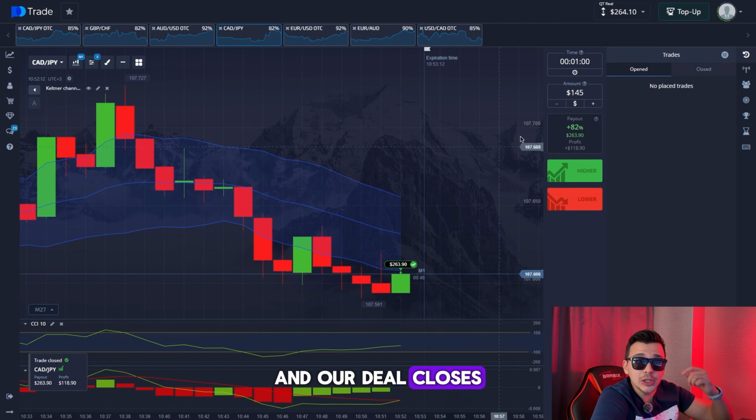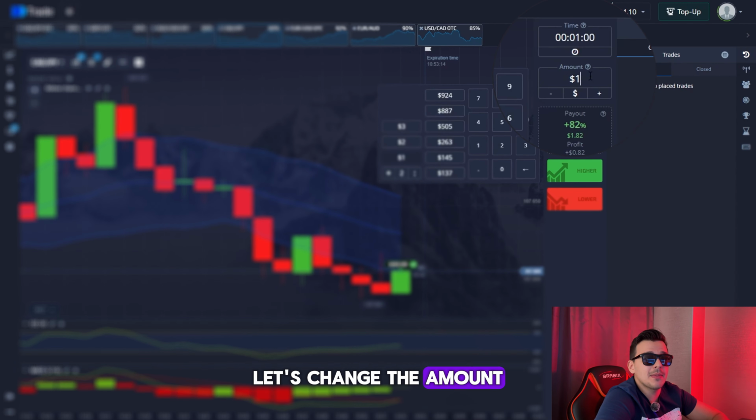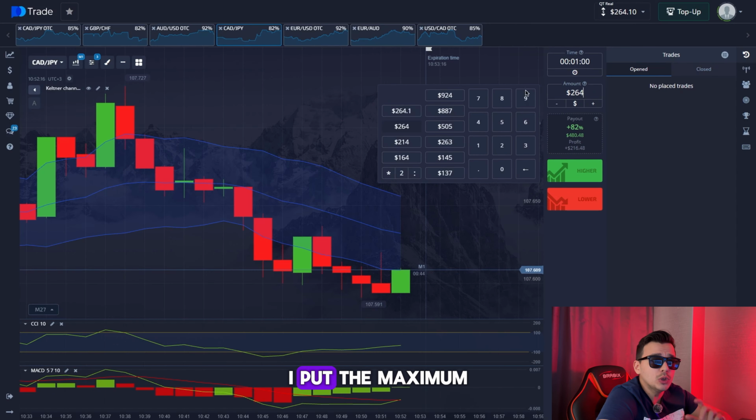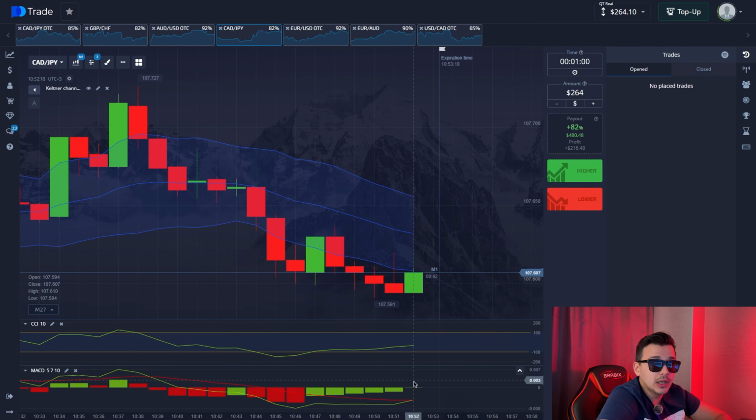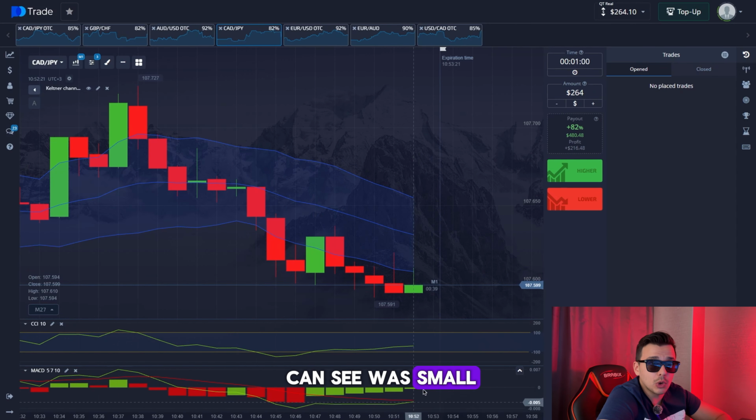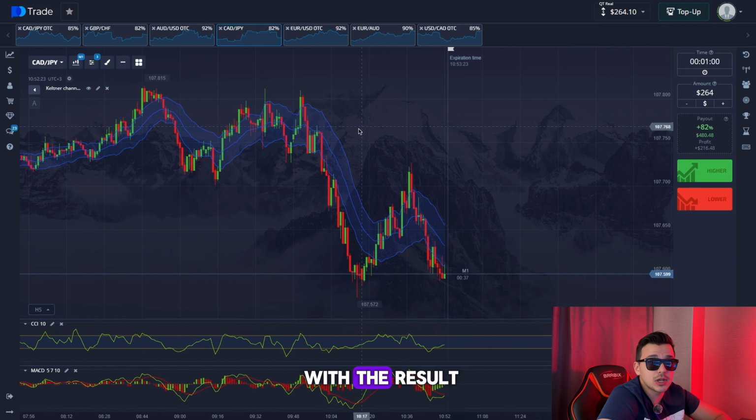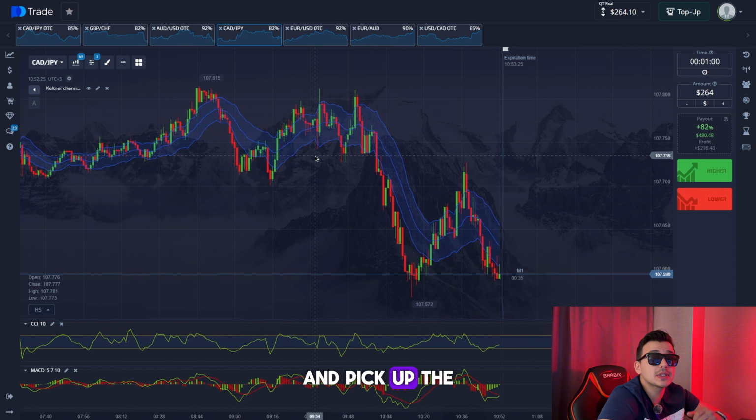And our deal closes in plus. Let's change the amount of the value of the deal. I put the maximum. We had a pullback. The crossing, as you can see, was small. In general, I'm satisfied with the result. Let's continue trading and pick up the next currency pair.